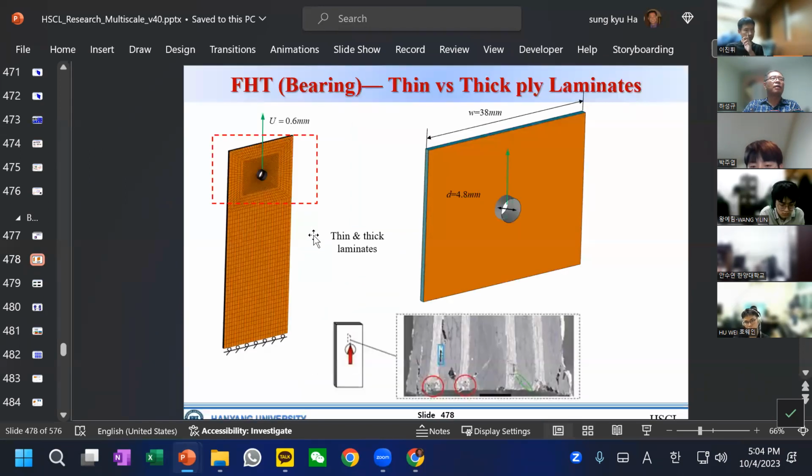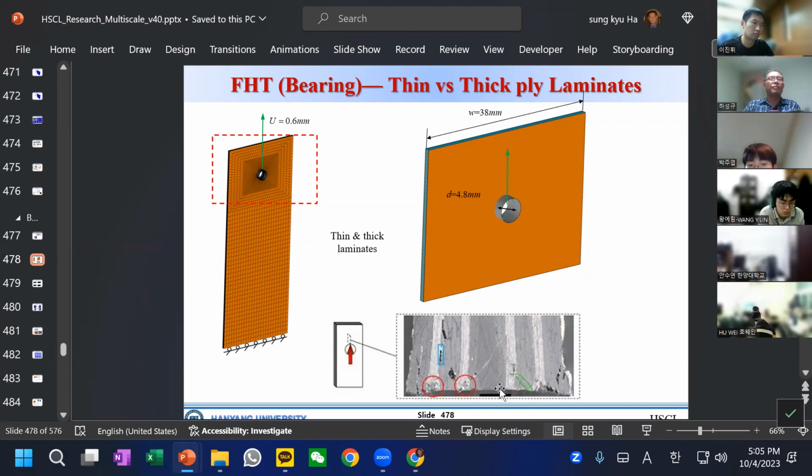Filled hole tension means that in many composite structures, especially for aerospace, there is a fixed hole and fixed bearing, and then this composite can be subject to a tension like that. There is some rigid pin inside, and the pin is pushing upward. This is a vertical view, and as you can see, each ply can crash.